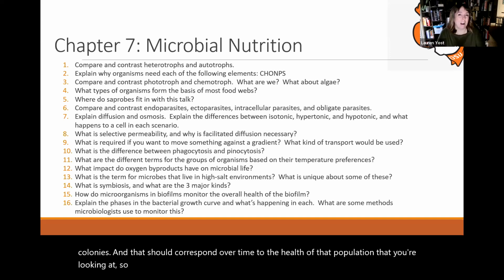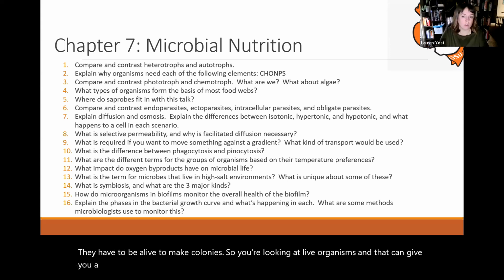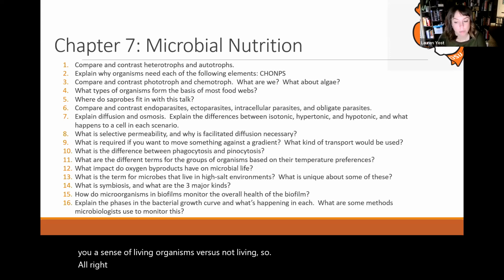And that should correspond over time to the health of that population that you're looking at. So then you're looking at live colonies. They have to be alive to make colonies. So you're looking at live organisms, and that can give you a sense of living organisms versus not living. So, all right. That's how you might monitor something like that.